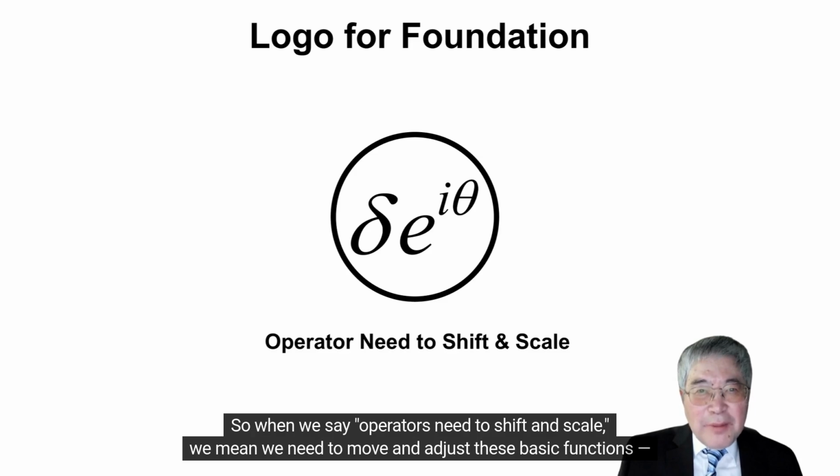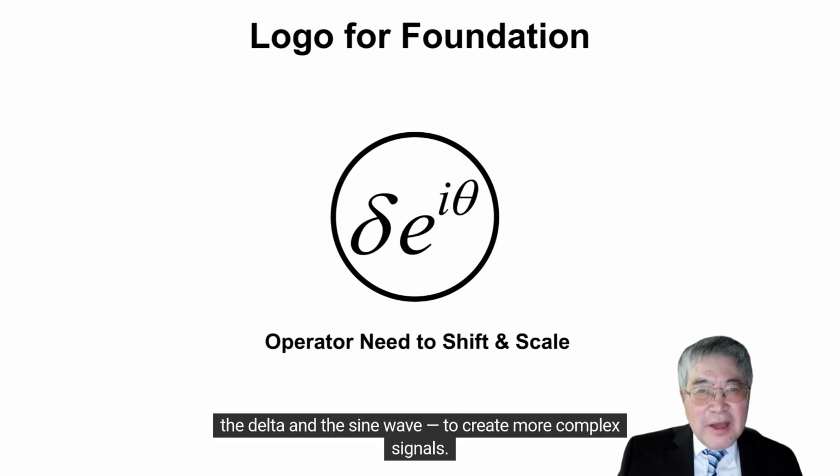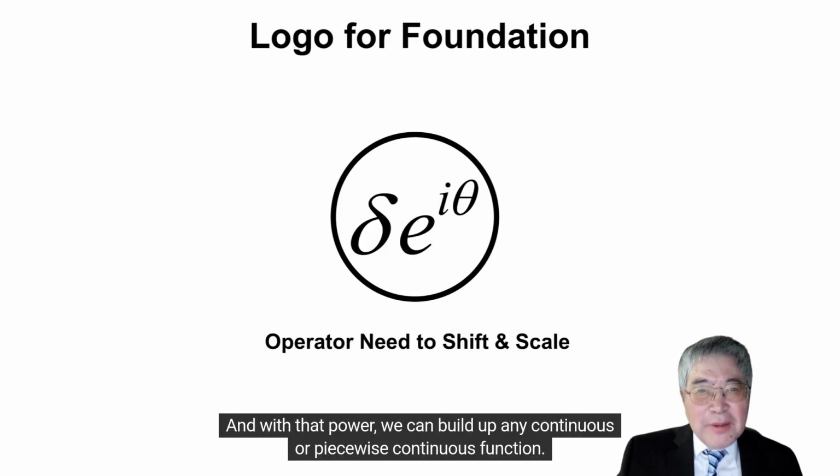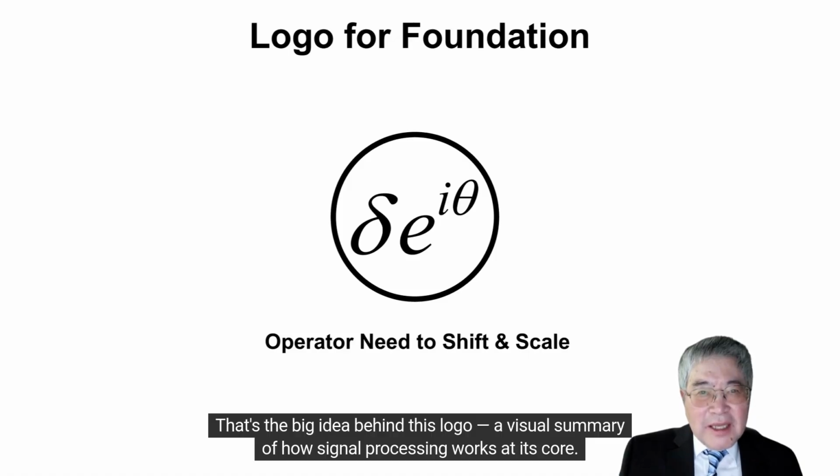So when we say operators need to shift and scale, we mean we need to move and adjust these basic functions, the delta and the sine wave, to create more complex signals. And with that power, we can build up any continuous or piecewise continuous function. That's the big idea behind this logo, a visual summary of how signal processing works at its core.